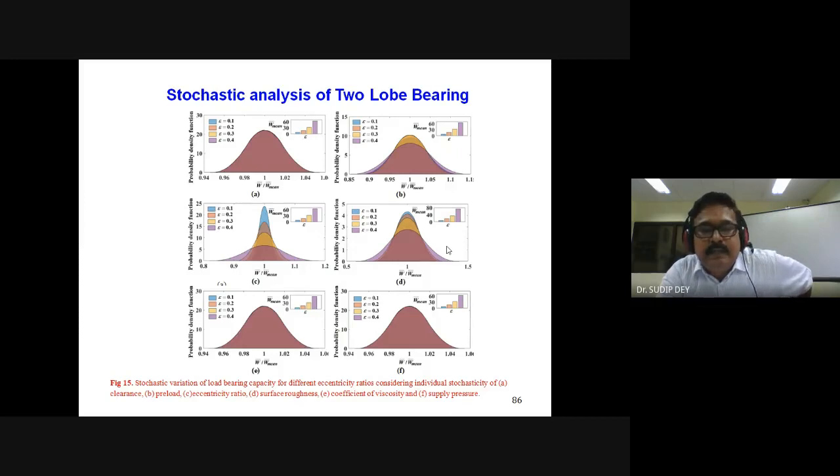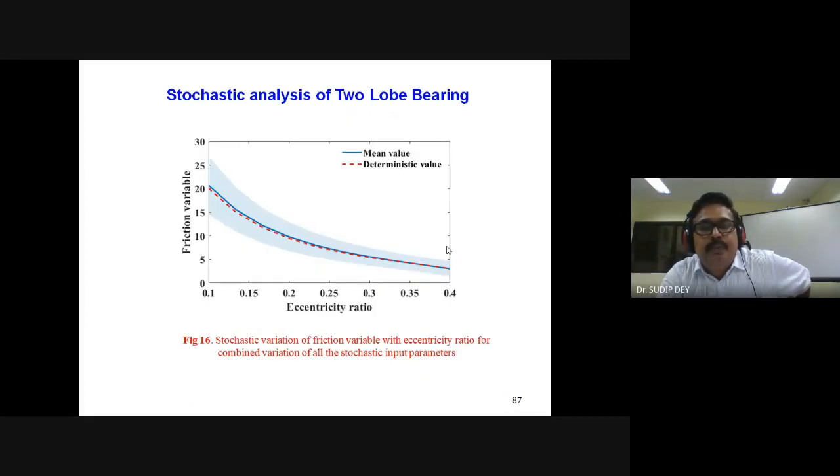Now these are the different parameters. These are the results we obtained for the different values of eccentricity ratios for the two lobe bearing. Here you see the friction value, how it is changing. Earlier it was load bearing capacity, now it is for the friction variable, and how this friction variable changes with the variation of the eccentricity ratio.